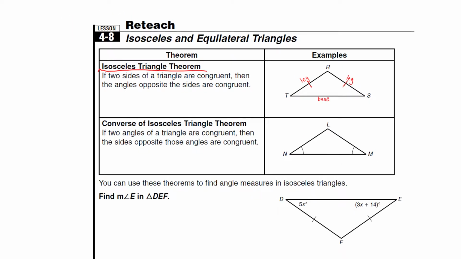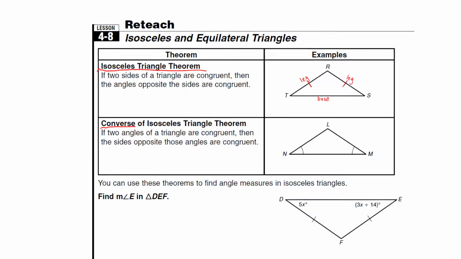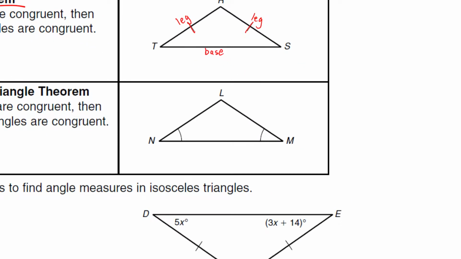All right, then the converse, we've talked about converse, it means to switch. But it says if the two angles of a triangle are congruent, then the sides opposite those angles are congruent. You can see that's exactly flipped from the hypothesis and conclusion from the original thing there. Okay, but these two things right here, this is called a base angle, and this is called a base angle. And this angle right here is what we call the vertex angle.